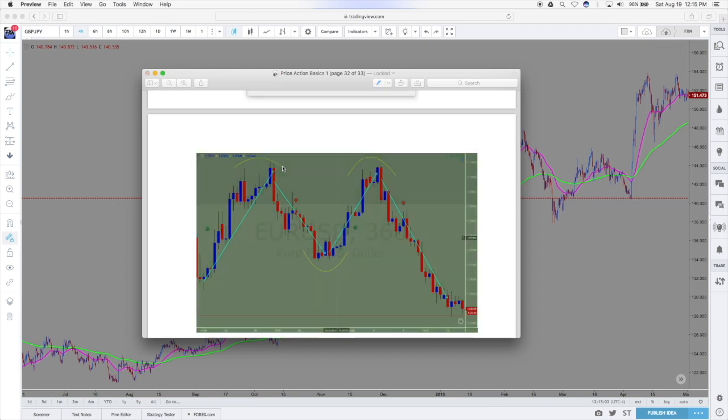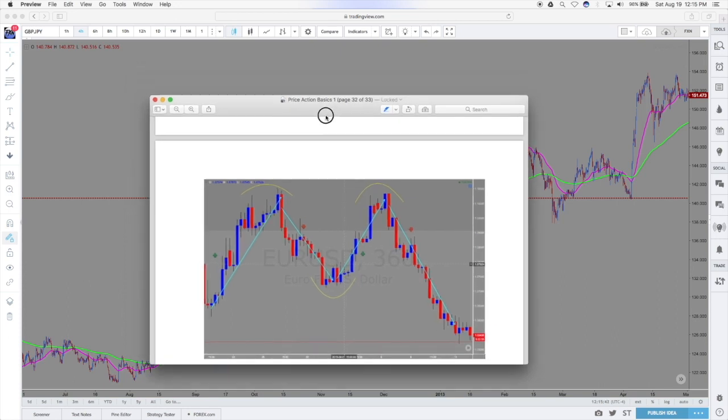When this area comes back up to retest here, it's very important that this candle, the one that comes up in retest, cannot close above this candle here. So this candle cannot create a higher high than this candle. This candle has to be on or below the high of this candle over here.